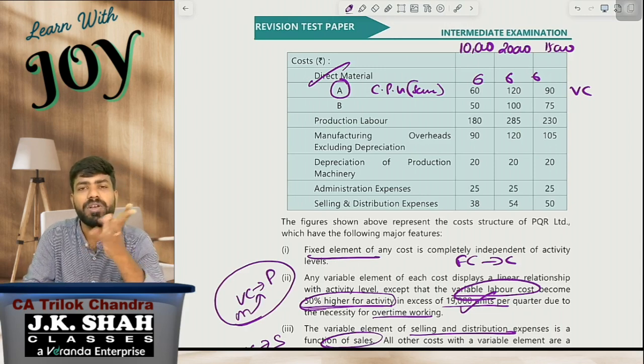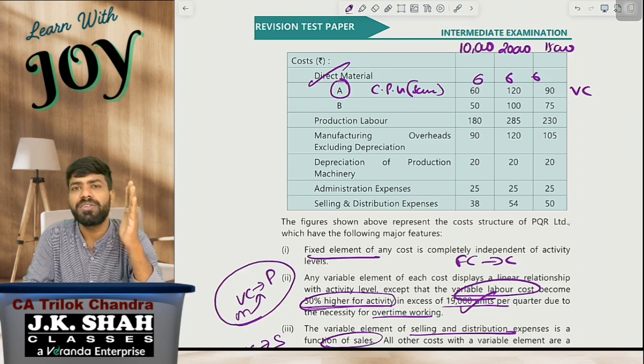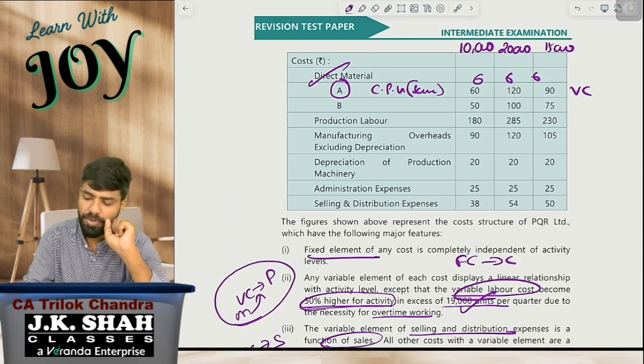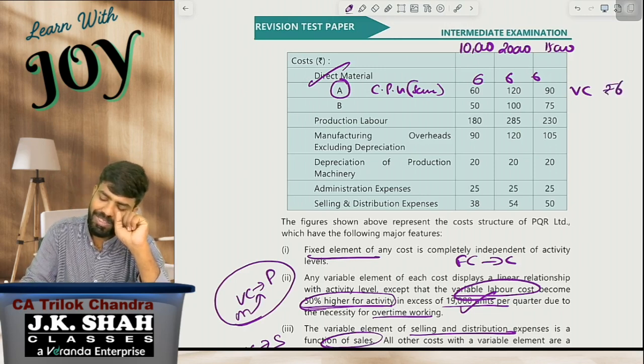Only fixed cost changes, with an increase of 20%. Variable items will be constant. In variable items also, one factor is changing, that is labor cost. Labor cost is increasing by 12.5% and decreasing due to the learning curve, where the time taken is only 80%. Okay, so it is a variable cost. It will remain the same, 6 rupees.